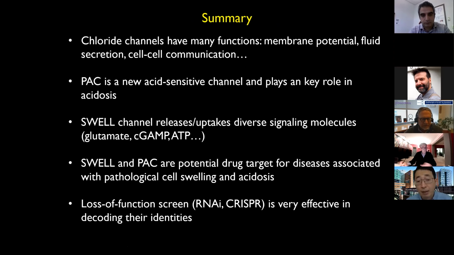And swell and PAC are potential drug targets for diseases associated with pathologic cell swelling and acidosis. And we really appreciate the powerful approaches of functional genomics, where you can use RNAi or CRISPR. It's very effective at decoding their identity. And there are still many chloride channels that haven't been identified, in particular, as alluded to, in the intracellular organelles, for example.